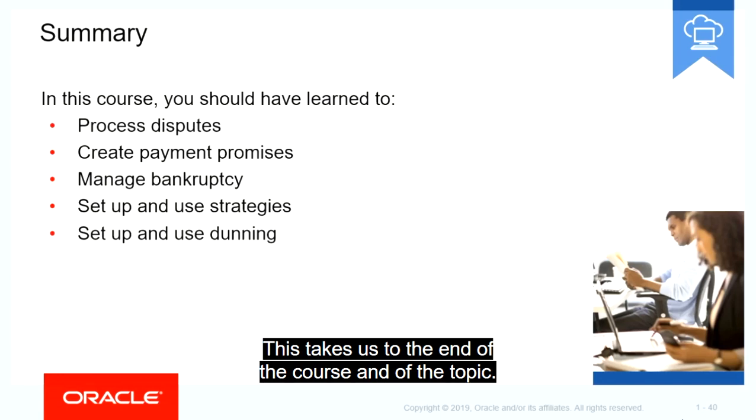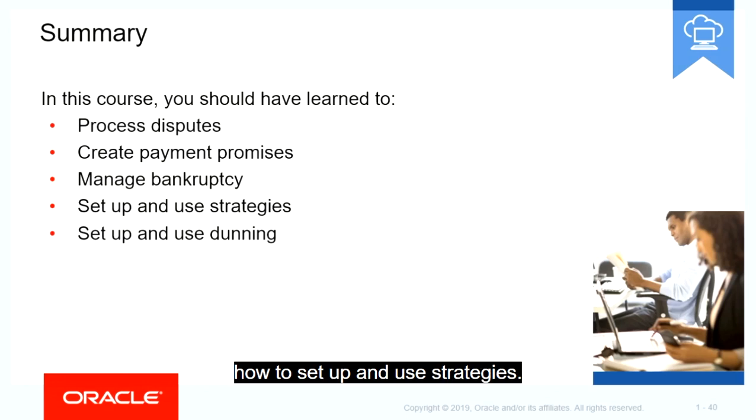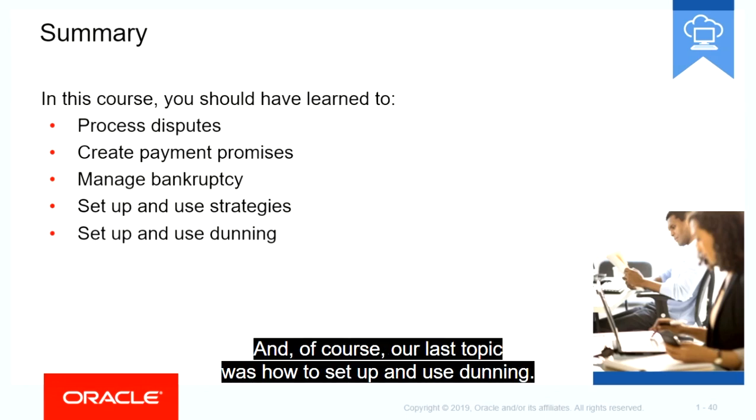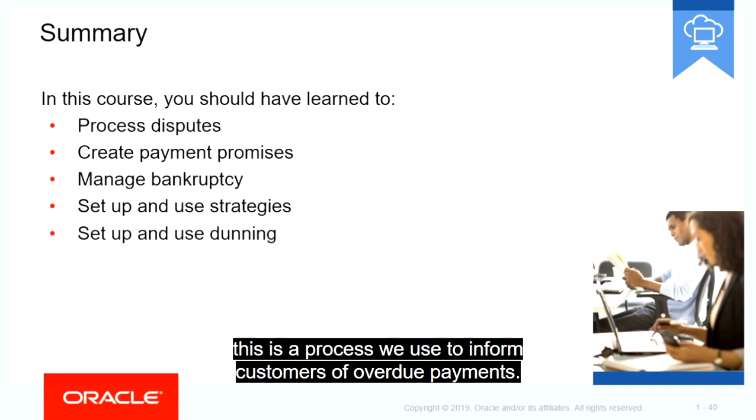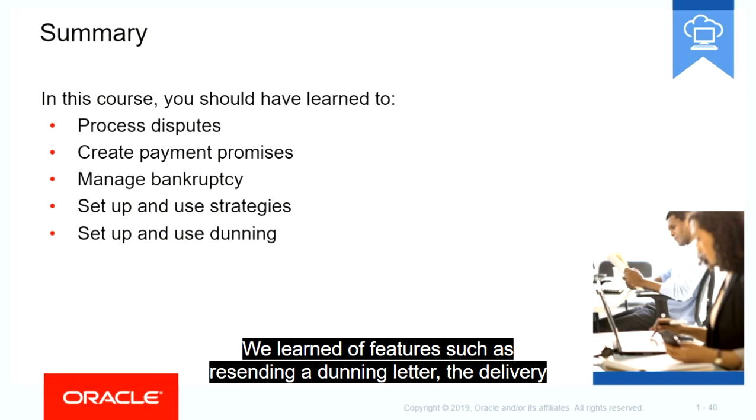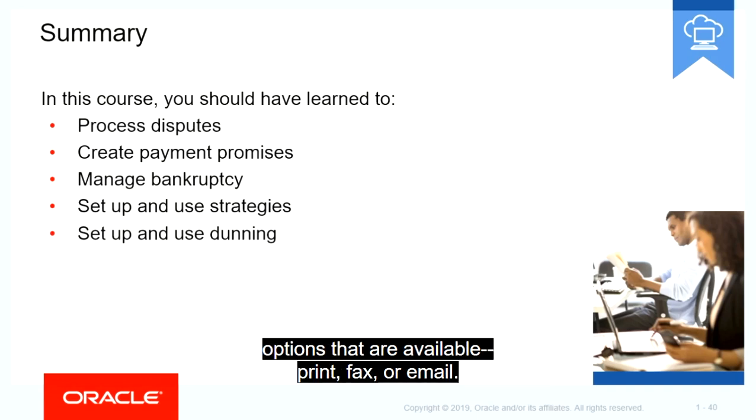This takes us to the end of the course, end of the topic. In this course, we have learned how to process disputes, how to create payment promises, how to manage bankruptcy, how to set up and use strategies, and of course our last topic was how to set up and use Dunning. As we have learned what the Dunning process is, it means that this is a process we use to inform customers of overdue payments.